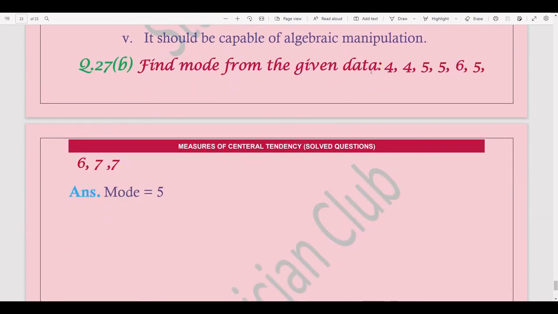Question number 27, B part. Find the mode of the given data set. As you know, mode is the most frequent value. Here the most frequent value is 5, because 4 occurs 2 times, 6 also occurs 2 times, 7 also occurs 2 times, but 5 occurs 3 times. So 5 is the most frequent value, and this is ungrouped data. For ungrouped data we calculate it simply as the most frequent value. So the mode is equal to 5.